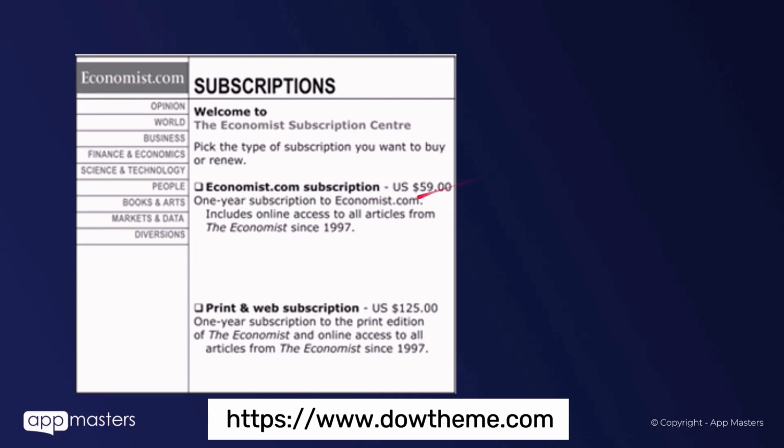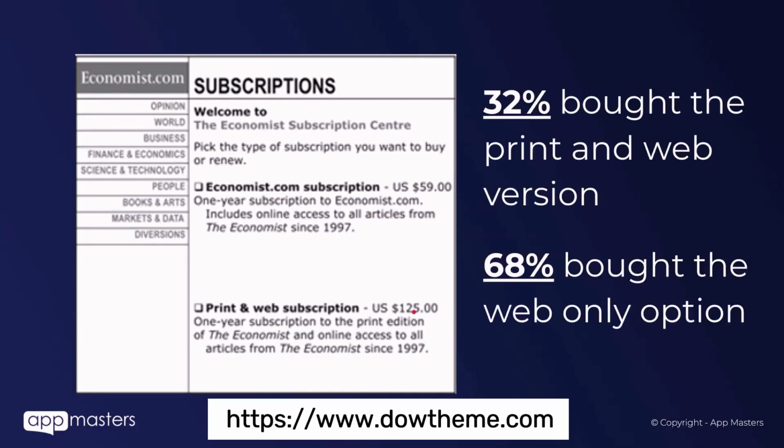The first one right here was the web-only plan, and that was about $59. And then they had the print and web plan. That was $125. So what were the results? Well, 32% bought the print and web version, and 68% bought the web only. So people were buying this one, most of them, which means you're not making as much money per subscription, which might be very valuable to you because print might cost more, but that's essentially what they were doing.